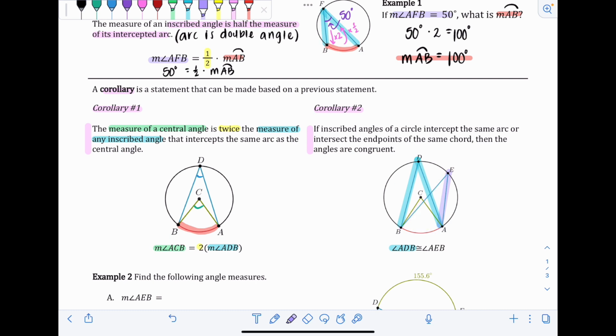That makes them congruent. If we think of the arc as how wide the angle is opening up, the size of the arc completely corresponds with how open the angle is going to be. If the angle gets wider, the arc will get wider. So if two angles are hooked onto the edges of the same arc, they have to be the same size angle for the opening to be the same. In this case, angle ADB, the blue angle, is congruent to angle AEB, the purple angle, because they both intercept the same arc.